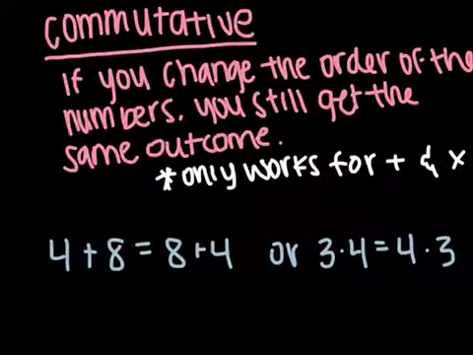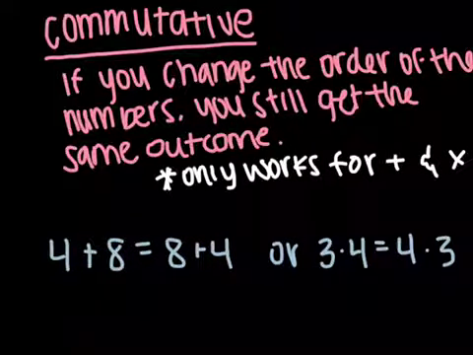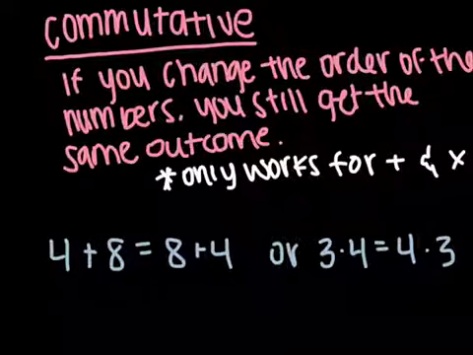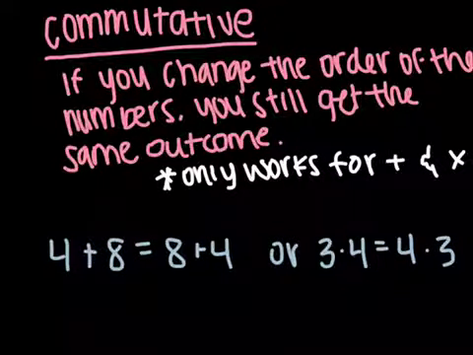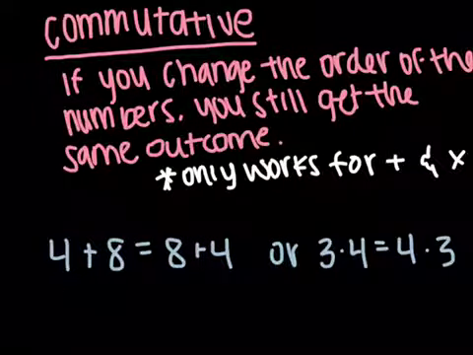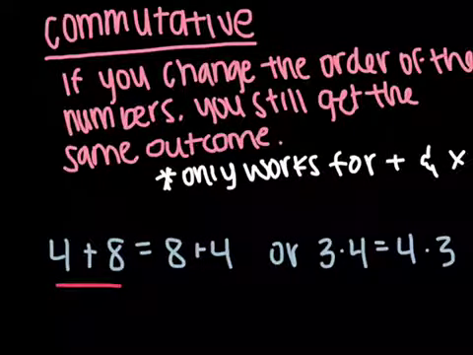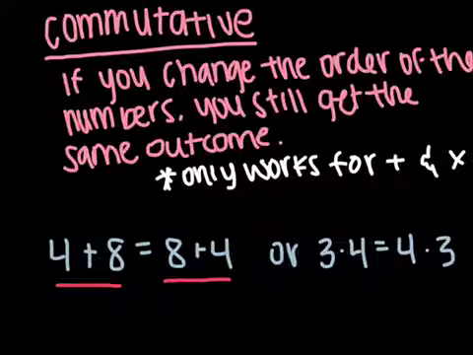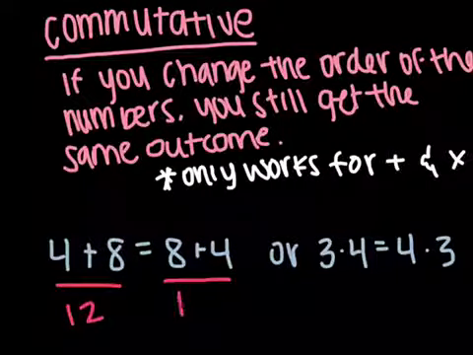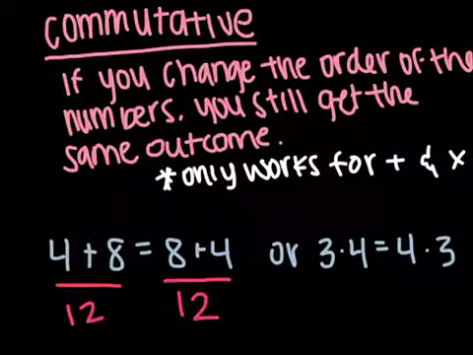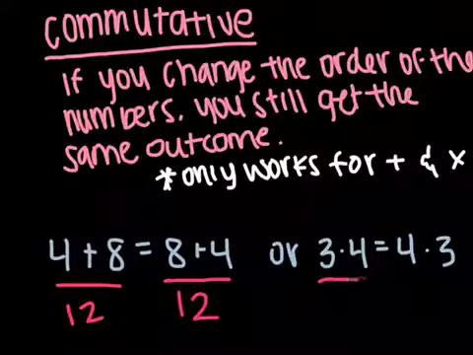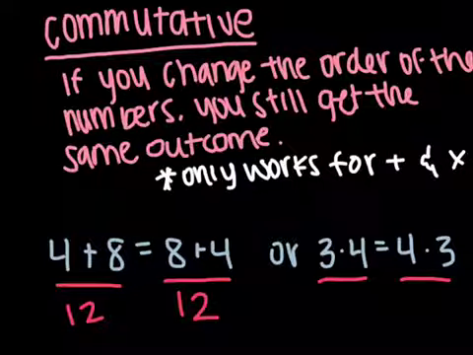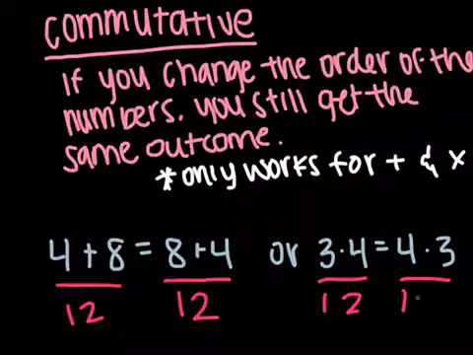For the commutative property, if you change the order of the numbers, you still get the same outcome. Now make sure you're looking because this only works for addition or multiplication. So in the addition example, if we have 4 plus 8, that's going to be the same as switching the order to 8 plus 4. You're still going to get 12 for both answers. And in multiplication, if we have 3 times 4, it's going to be the same as 4 times 3. The order doesn't matter. You're still going to get 12 and 12.